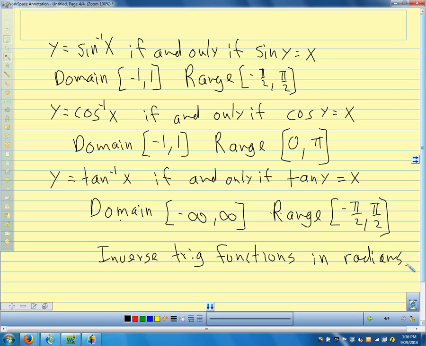All right, so let's look at some more examples, thinking along these lines. All of our homework assignments, all the problems have to do with thinking about the inverse trig functions, that they're angles, and our domain restrictions of our original function.